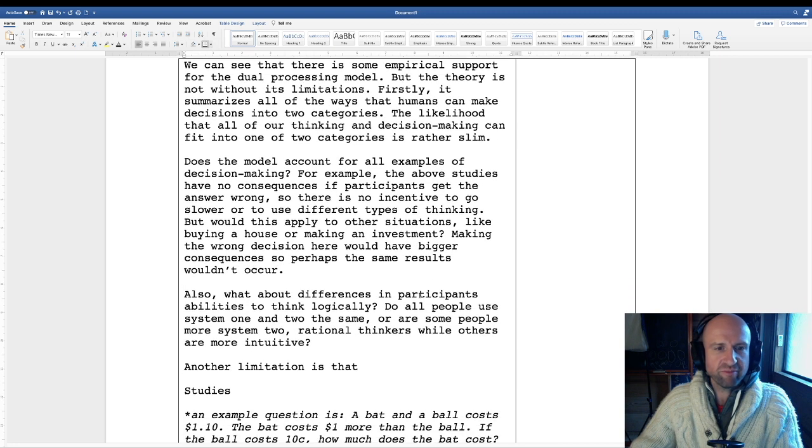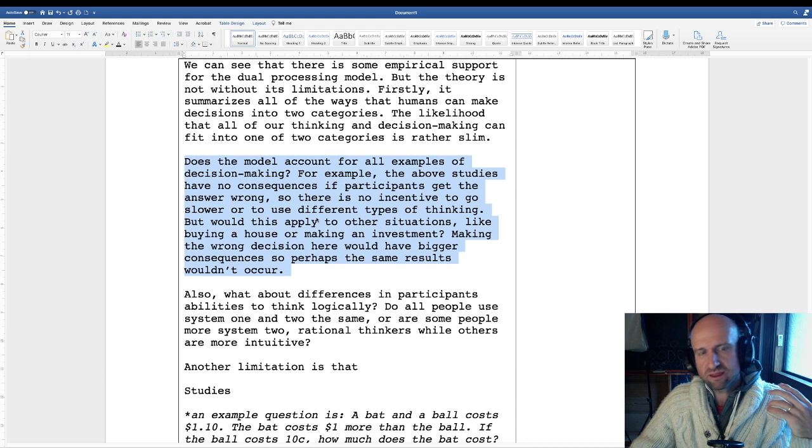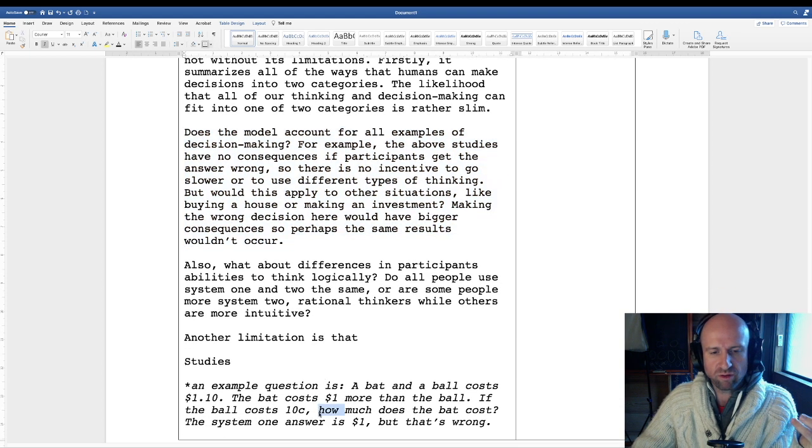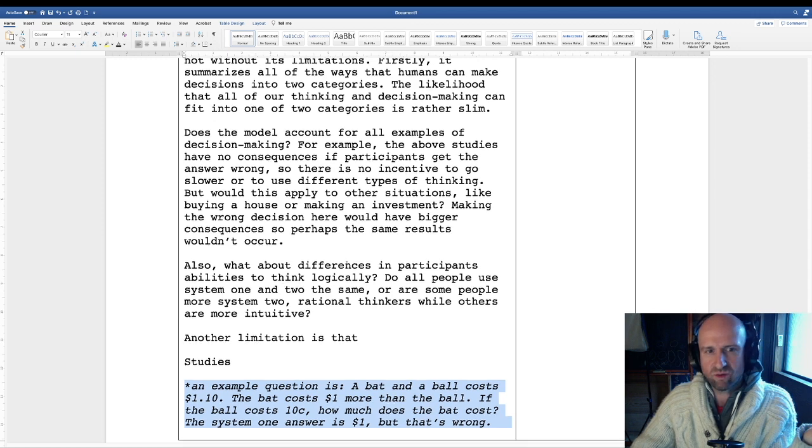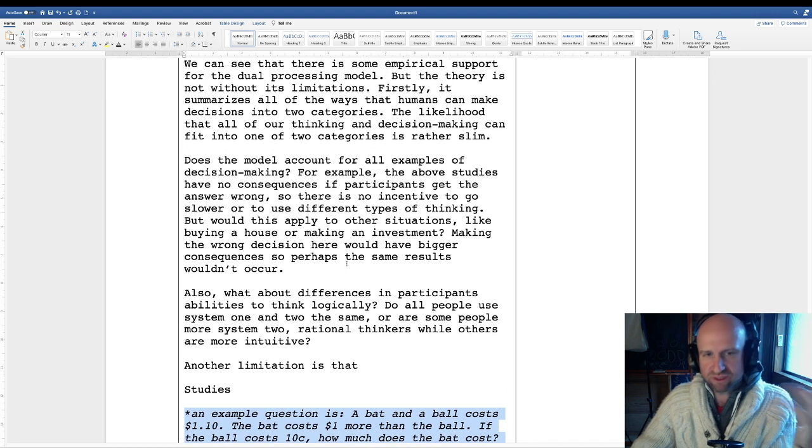Okay, so I've made a couple of points here that I think are quite relevant. The first one here meaning these studies, there was no consequences, right? If you get the question about a bat and a ball wrong, nothing happens. You just get it wrong, right? So there's no motivation really to use your system two. But what if this was a real life situation?